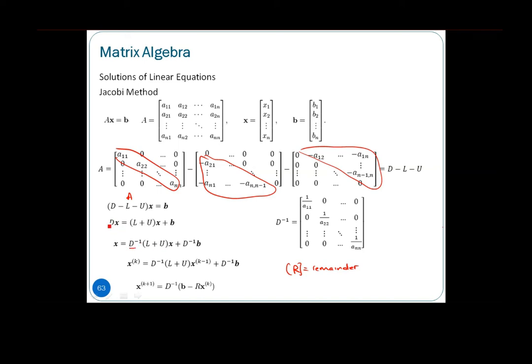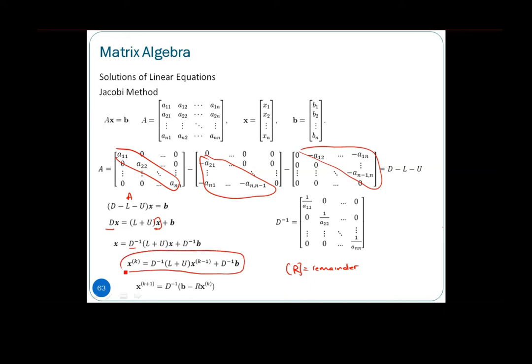If you take the diagonal out, Dx, then the remainder, L plus U times x, goes to the other side, plus b, where x is your previous iteration. Then rearrange everything and you can get your x of the current iteration k. So that is the formula that you can use.